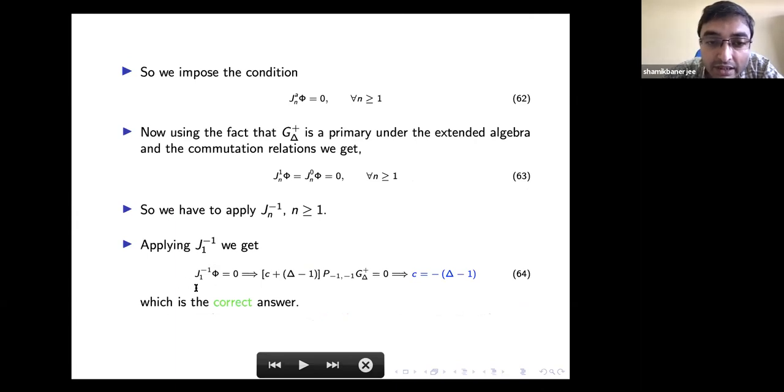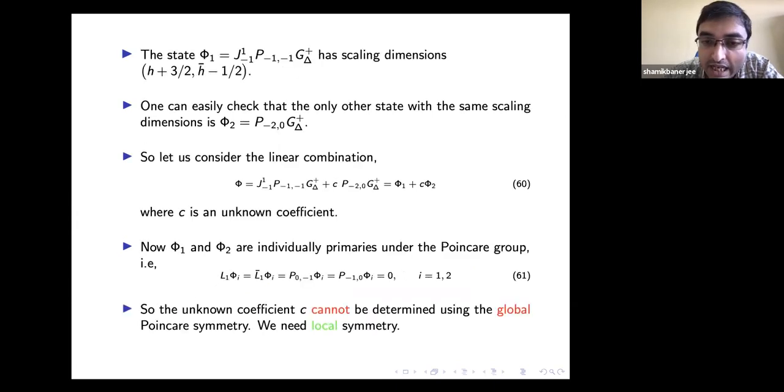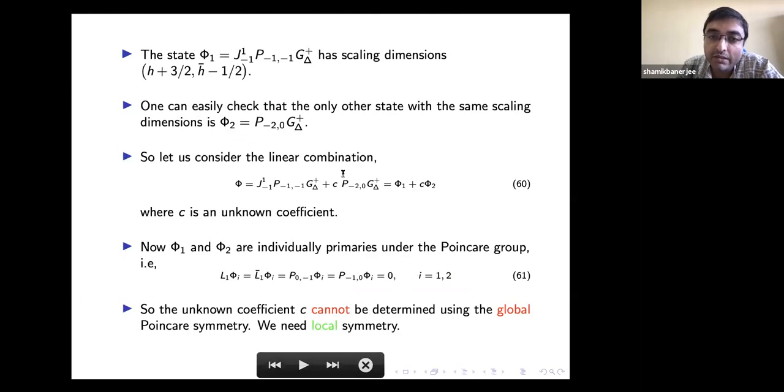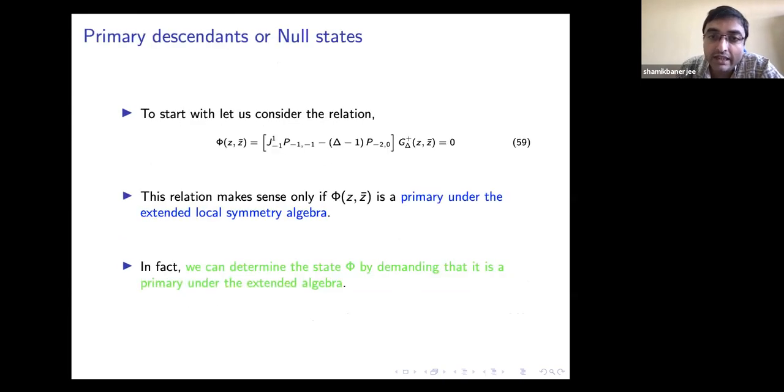So here you can see that we have used the local SL2C bar transformation, and the important point is that the local symmetry is required. You can't do it using the Poincare algebra. Okay, so these local symmetries are actually useful. And so once you get C, with this value of C, I get a primary descendant, and I can consistently set that to 0, and that gives me this equation.